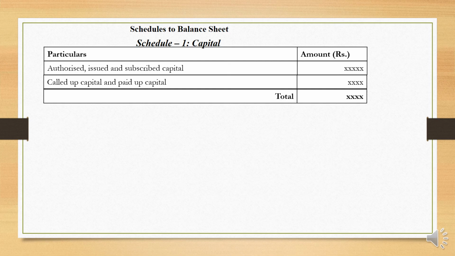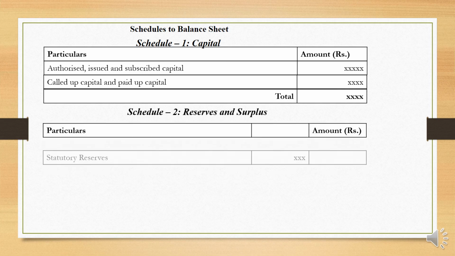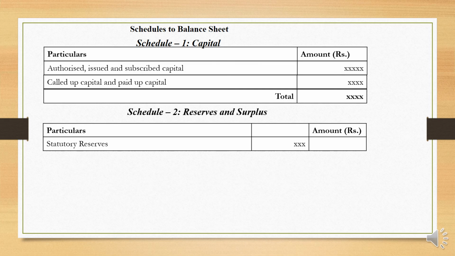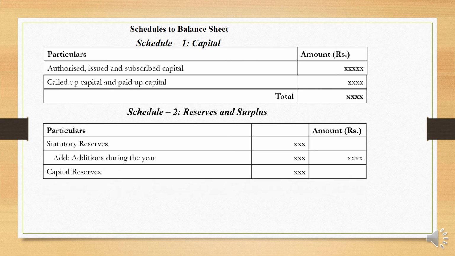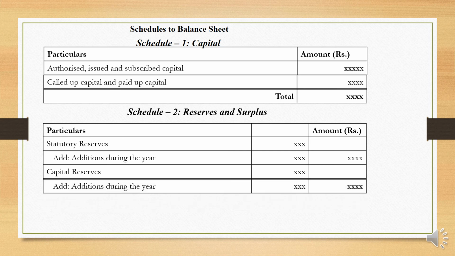Now we'll move on to schedule number 2, reserves and surplus. Here the first item is statutory reserves. As per the banking norms, it is compulsory for banks to transfer 20% of their current profit to the reserve. That has to be added to the opening balance of statutory reserve. The net amount of the total will be written in the outer column. Next comes capital reserve. Here also, if there is any addition during the current year, that has to be added, so that we will write the total amount in the outer column.